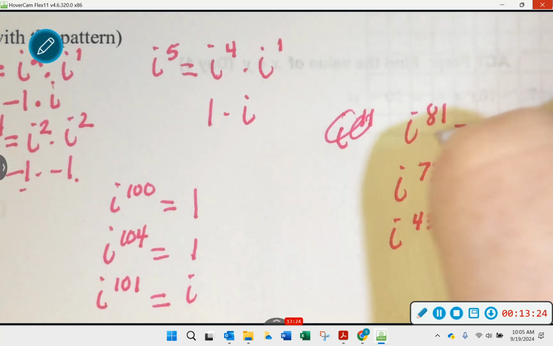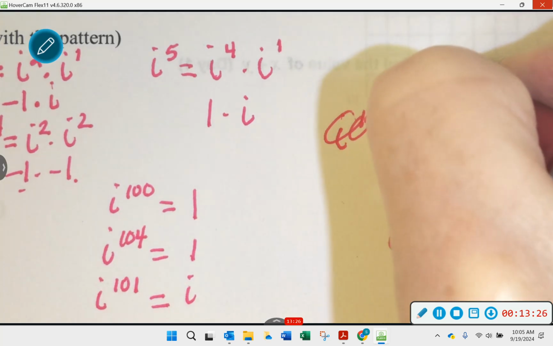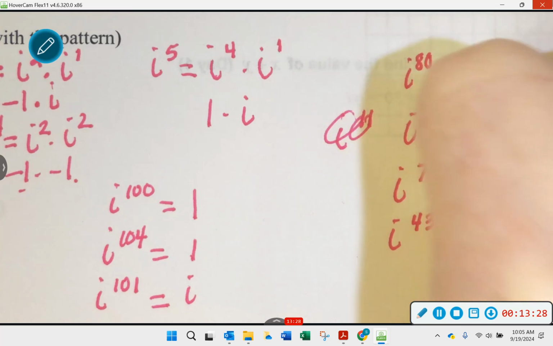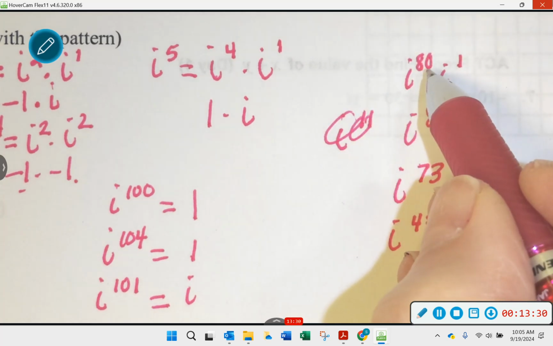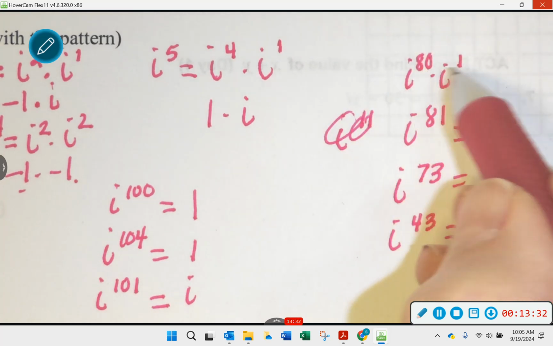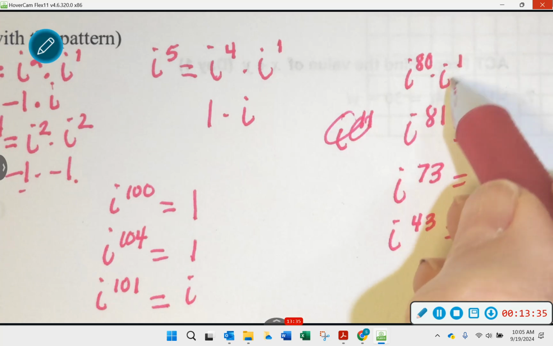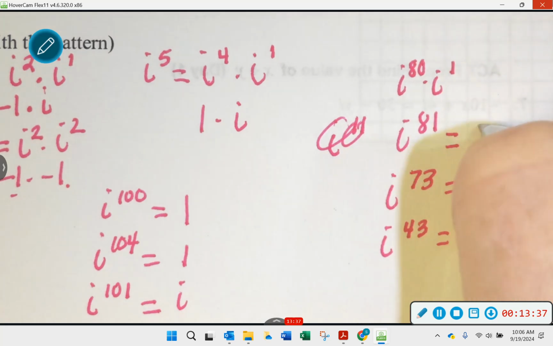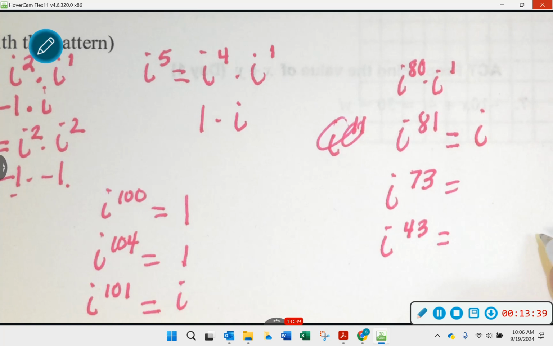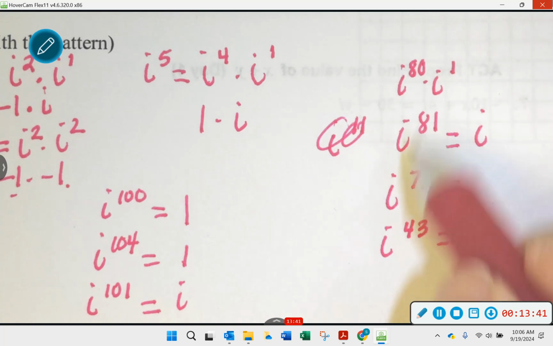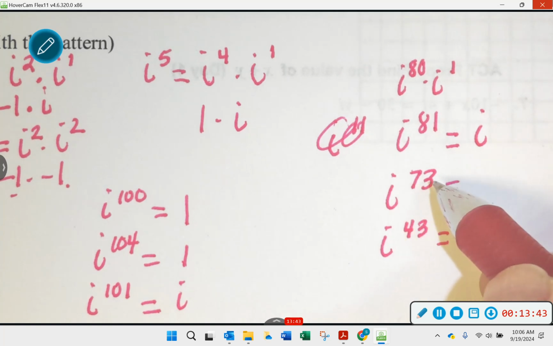Right. So we know this is the same thing as i to the 80th times i to the first. Isn't 80 divisible by 4? So therefore, this is going to have to be 1 past that. So it's going to have to be just i to the first, which is i. That's right. Anybody know i to the 73rd?